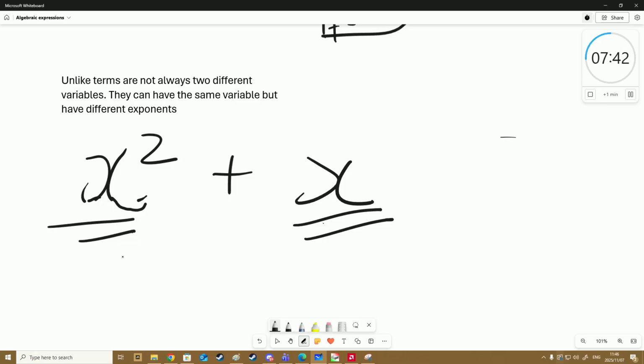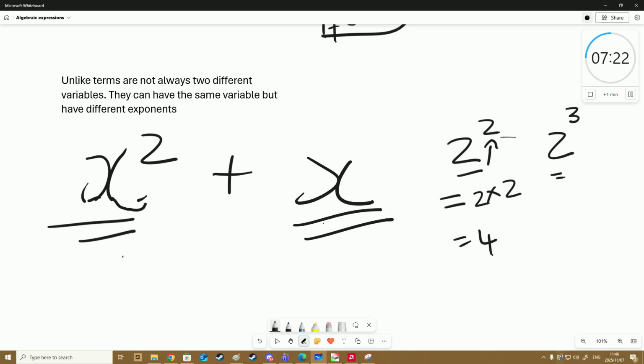Because if you remember, this number at the top is an exponent. So if we write, for example, 2 to the power of 2, it means that 2 needs to be multiplied by itself twice. So 2 times 2 is equal to 4. If we say 2 to the power of 3, it means 2 needs to be multiplied by itself 3 times. 2 times 2 times 2 gives us a total of 8.